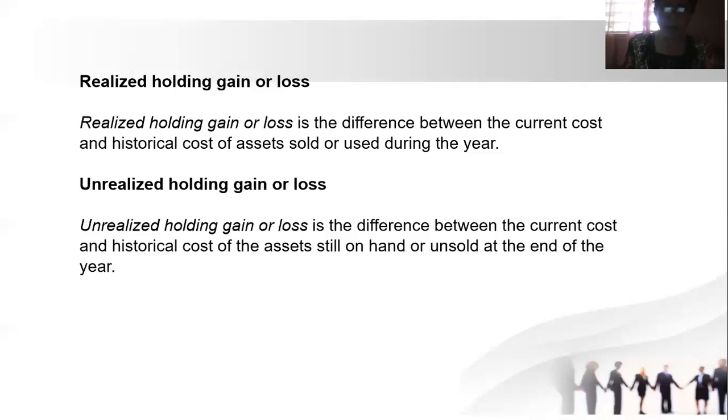So in other words, if the asset was already sold or used during the year, that's the time that you will be recognizing holding gain or loss. However, if it is still on hand or unsold at the end of the year, it's still considered unrealized. In other words, the basic principle that we have been studying is that if the item is still unsold, whatever gain or loss you recognize is still considered unrealized.